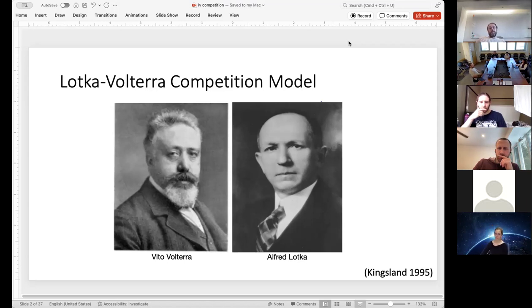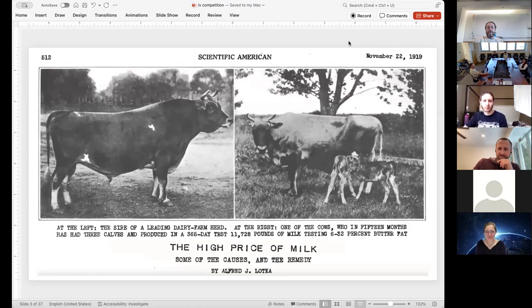Lotka, on the other hand, was a bit of a scientific outsider. He got his degrees in, I think, physical chemistry, and then he dropped out of academia, so he's the original alt-ac kind of person. For a while he was a scientific editor for Scientific American, essentially a scientific blogger of the day. So I'll give you this classic article from 1919 on the high price of milk.